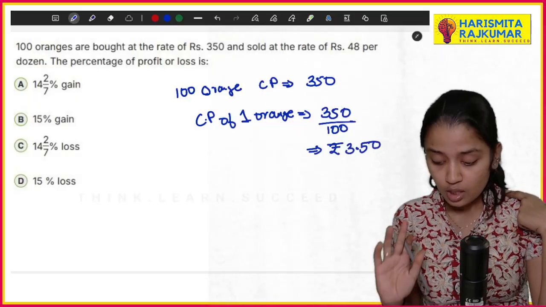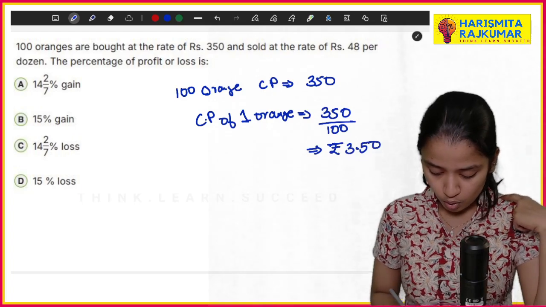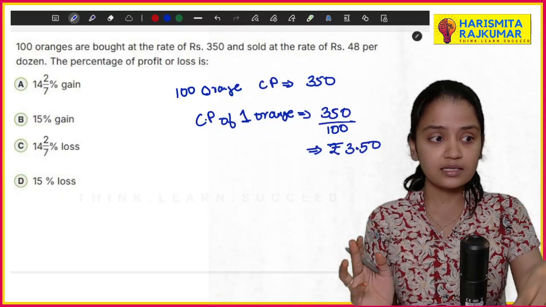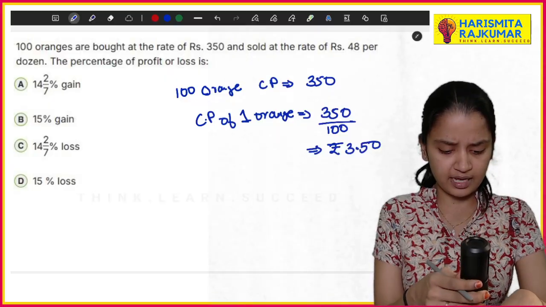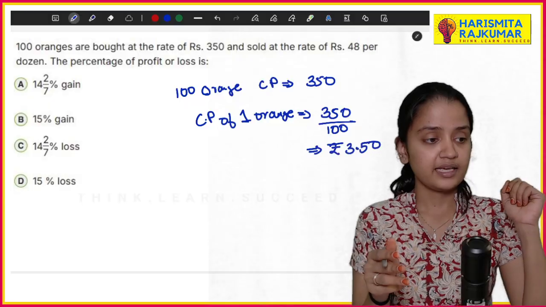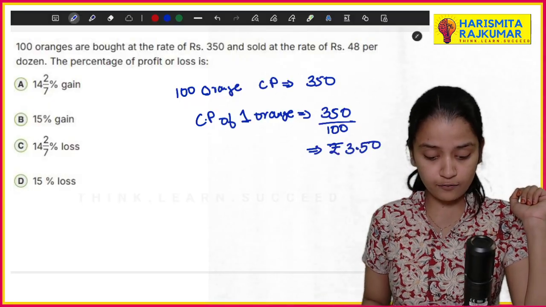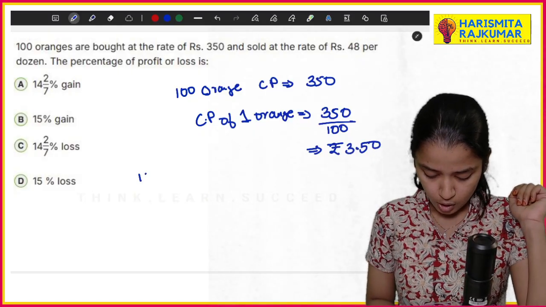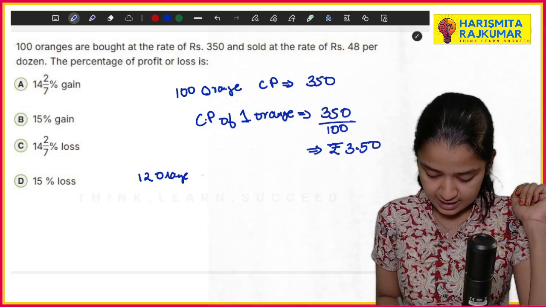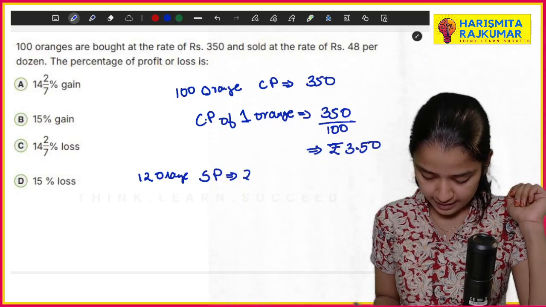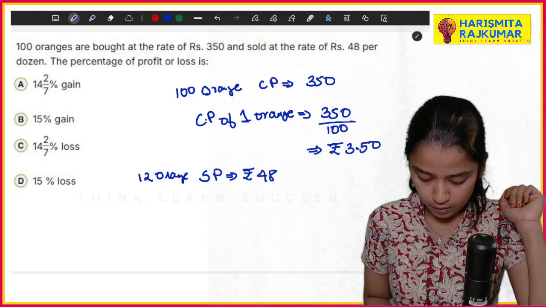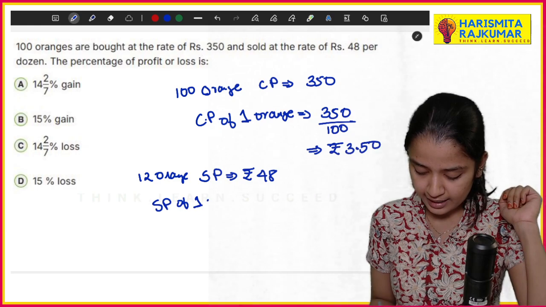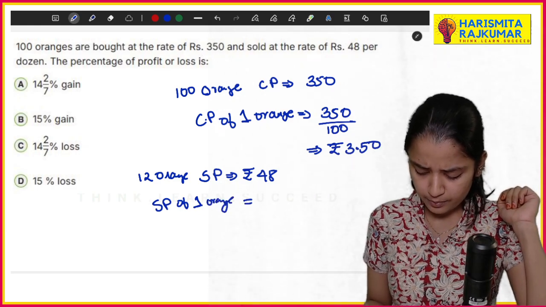Okay. Now, sold rate, which is selling price. So, 48 per dozen. In one dozen, there will be 12 oranges. Dozen means, I hope you understood it, it has 12 oranges. So for 12 oranges, SP is rupees 48. Now, what is the SP of one orange? Which is rupees 48 by 12, which is nothing but rupees 4.